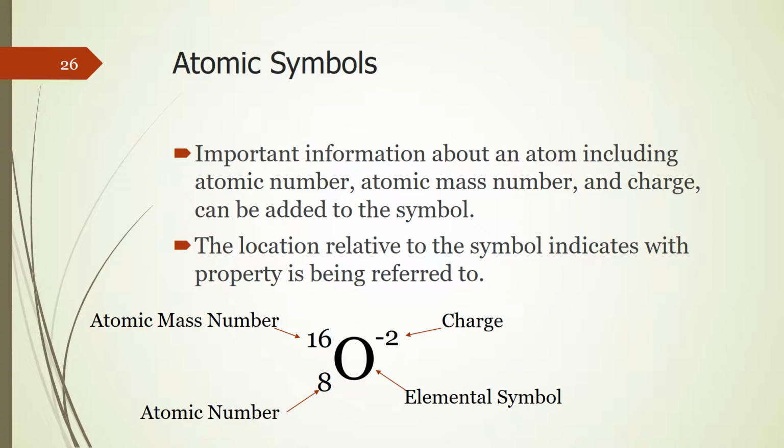Lower left, however, that's your atomic number, number of protons. Upper left, that is your atomic mass number, number of protons plus number of neutrons. This number can change, and you would have two different isotopes, so remember that from earlier. Upper right, that is your charge. That is going to be protons minus electrons.